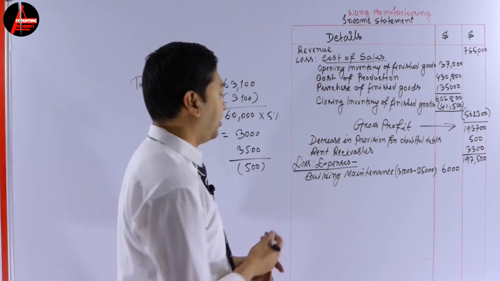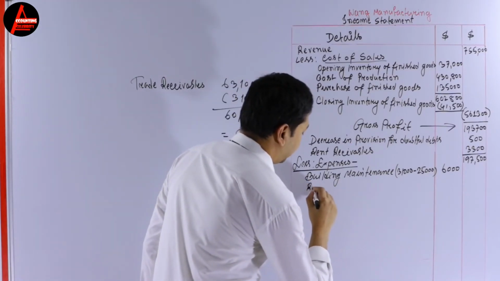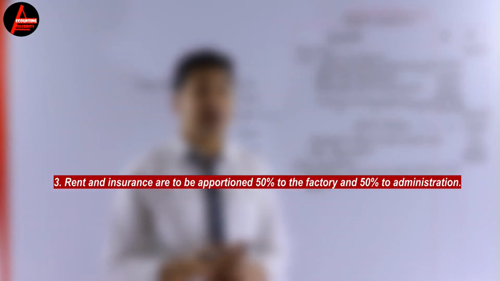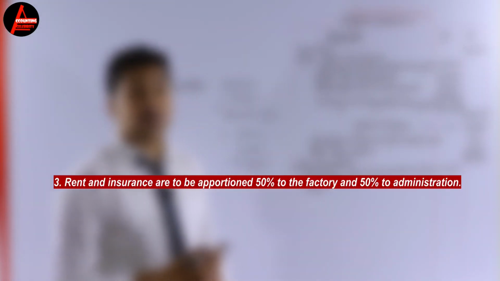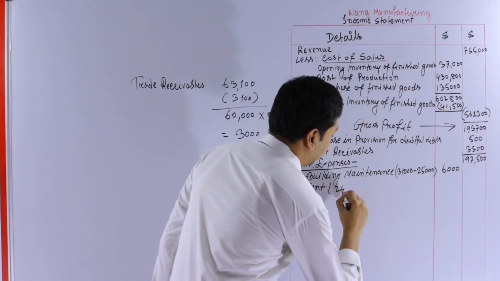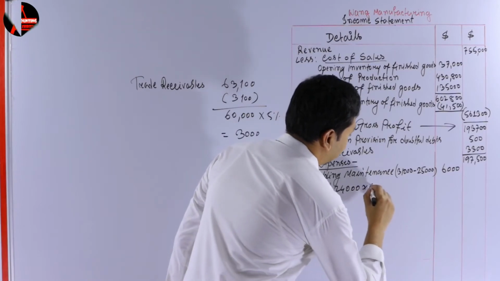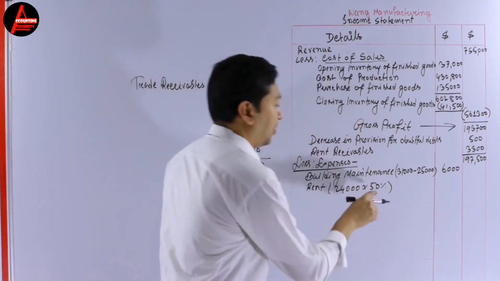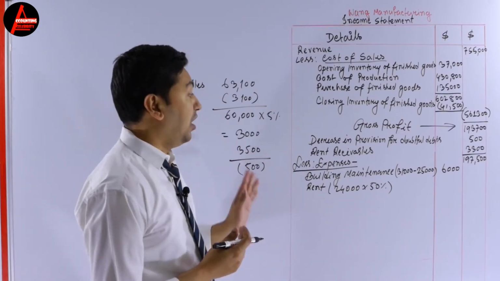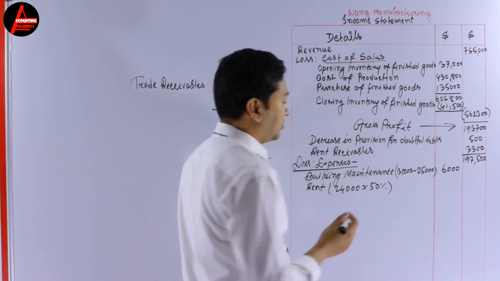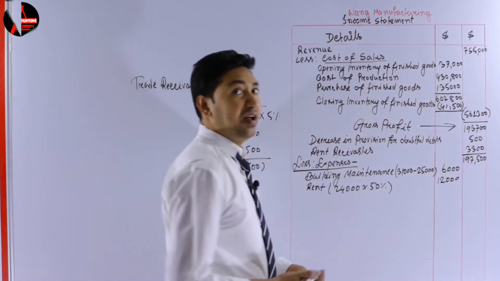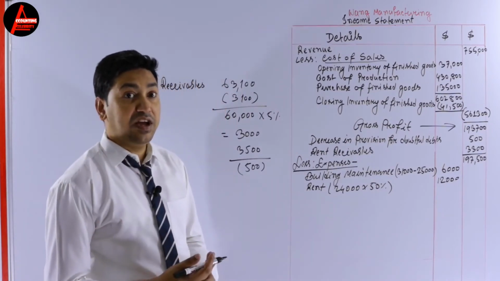Okay, then what we have? We have here rent. So let us write here rent. We had an adjustment about rent, that 50% for administration. Rent is here $24,000. So let us write 50%. Already 50% is taken to the previous question, which is manufacturing account. So if we multiply, it is $12,000.